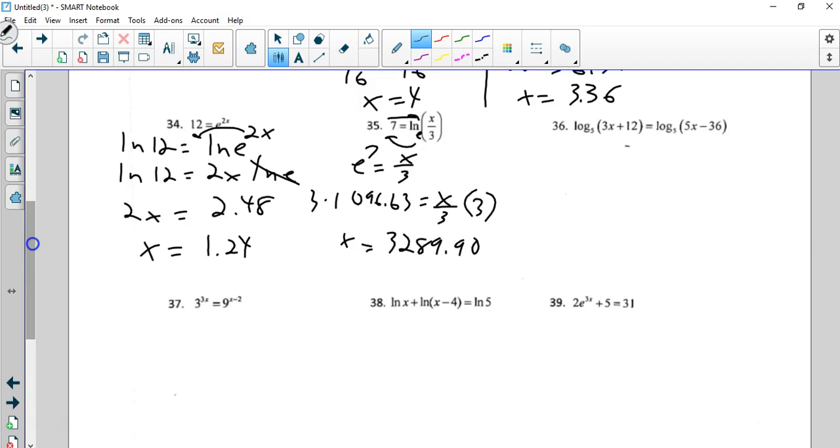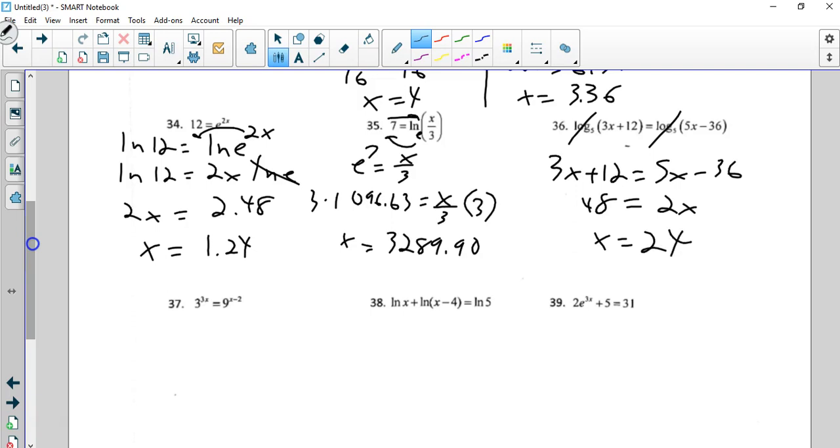All right, number 36, I only have one log on each side, so goodbye. And at that point, I'm back to a very basic Algebra 1, even pre-algebra problem. 3x plus 12 equals 5x minus 36. Subtract 3x, I get 2x. Add 36, I get 48. Divide by 2, I get 24.